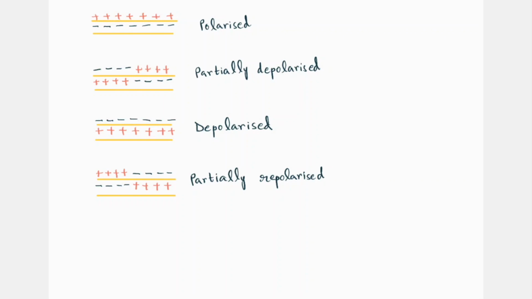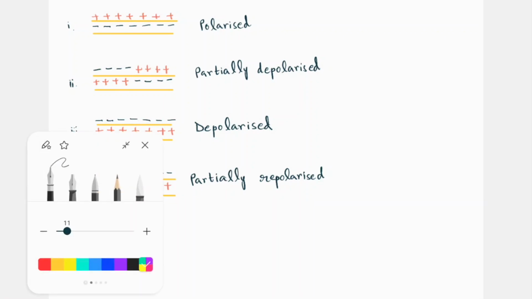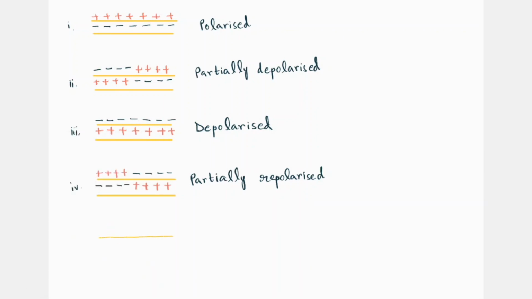Right. And let me just number these diagrams. 1, 2, 3, 4. And now in the final diagram, I have the same part of the axon. And now it's completely repolarized. It's back to its initial polarized state. And plus on the outside, minus on the inside. This is number 5. This is repolarized.